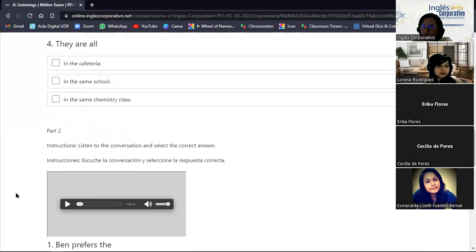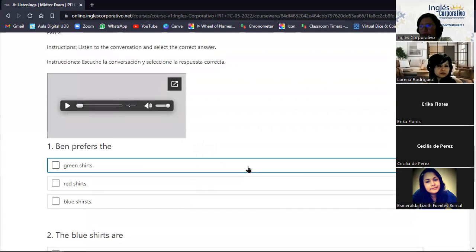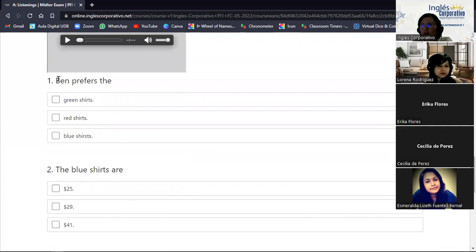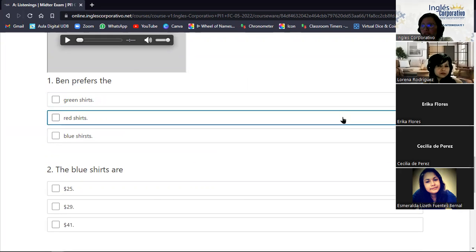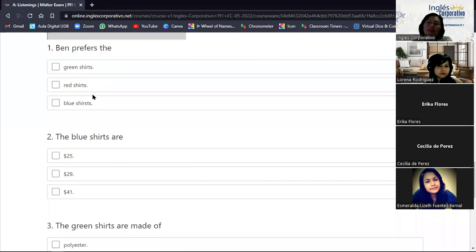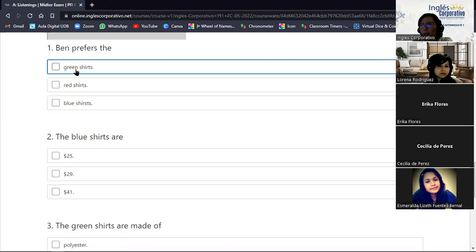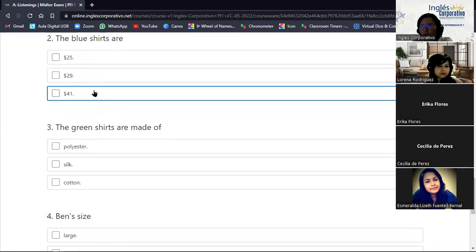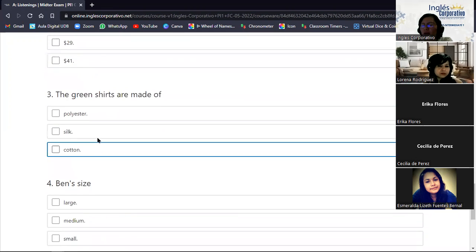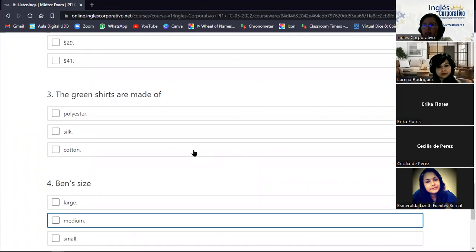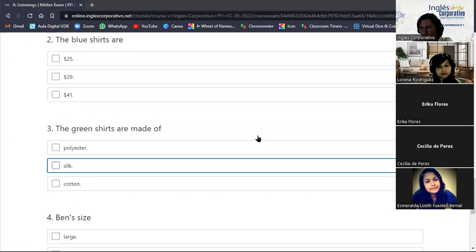And then you have to listen to part two, right? And this time they are talking about what Ben prefers. It checks a little bit on the vocabulary about clothing items, prices, materials, and sizes, right? So that's what you have to do, guys. You have to listen to the two conversations and select the correct answer, okay?